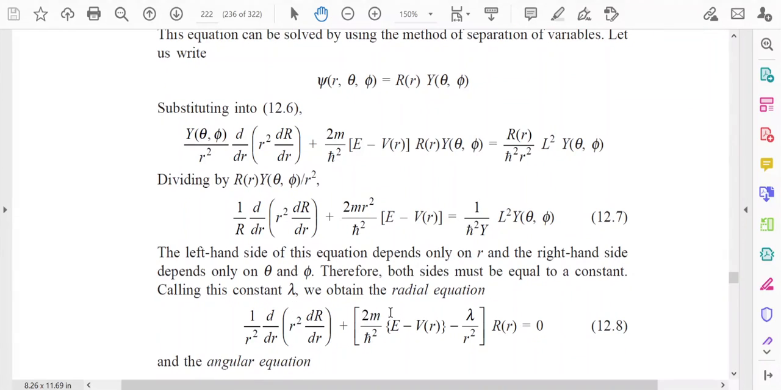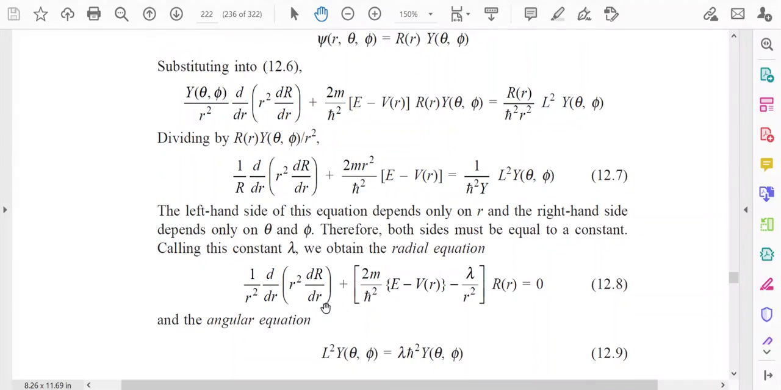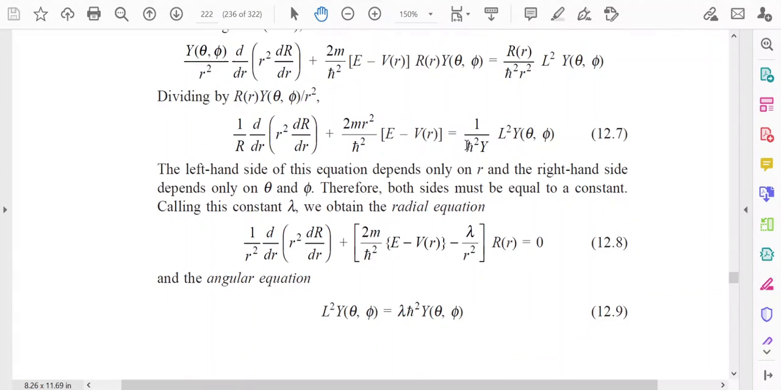So we obtain the radial equation, that is, the left-hand side, after equating to lambda and putting all the terms in the right-hand side, we obtain this radial equation 12.8. You see that equation 12.8 contains the function small r only, and after equating the right-hand side with lambda and a little rearrangement, we can write L square into Y, that is equal to lambda into h cut square into Y.